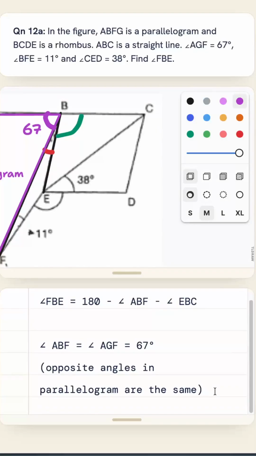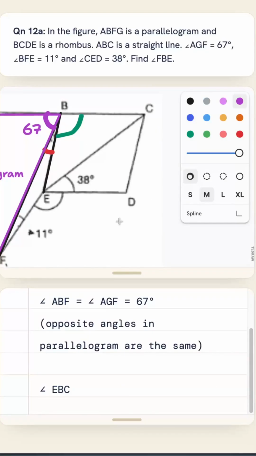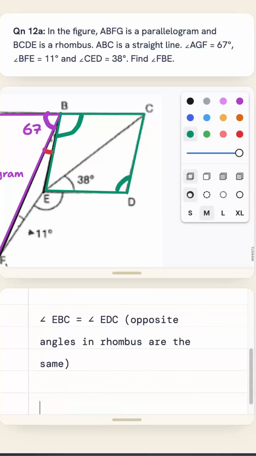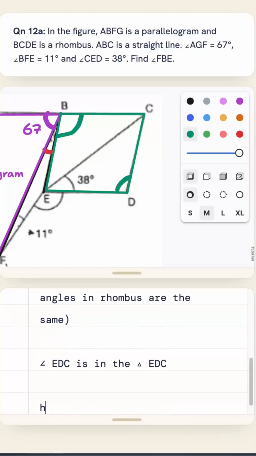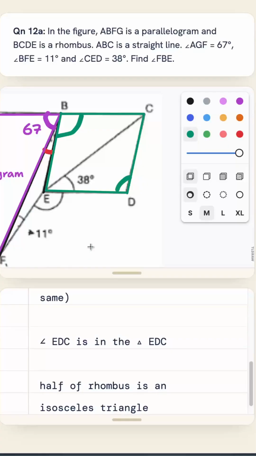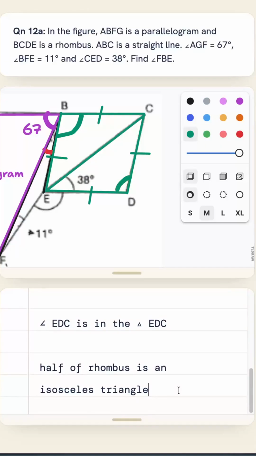We want to find EBC. What shape do you think angle EBC is part of? If you guessed that it is a rhombus, then you're right. EBC is equal to angle EDC, because opposite angles in a rhombus are the same. Angle EDC is inside the triangle EDC as well, and half of a rhombus is basically an isosceles triangle. The reason is that a rhombus has equal sides, so this makes it half of a rhombus, an isosceles triangle.